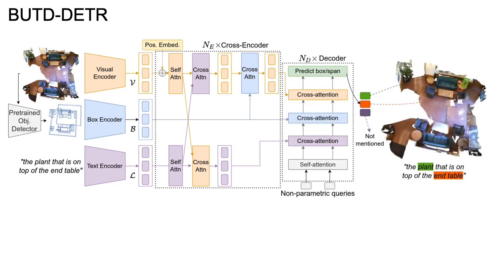The refined visual tokens are used to initialize object queries, which attend to the different streams and decode boxes and spans.